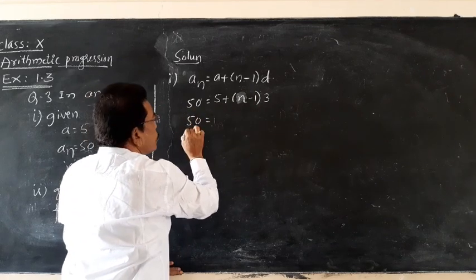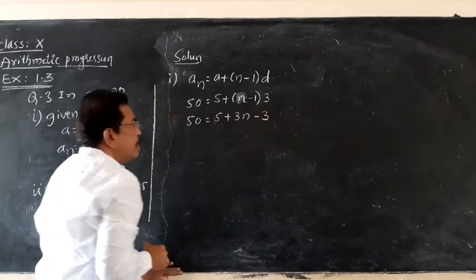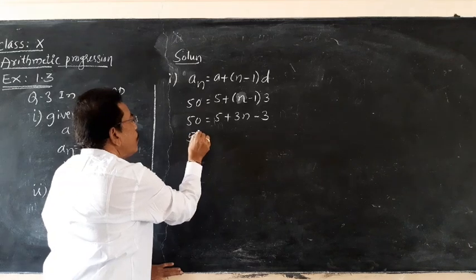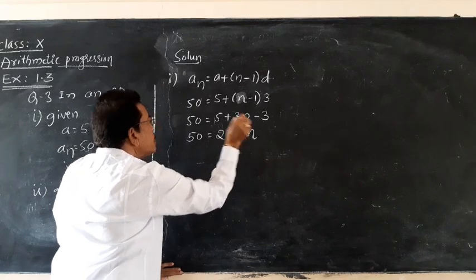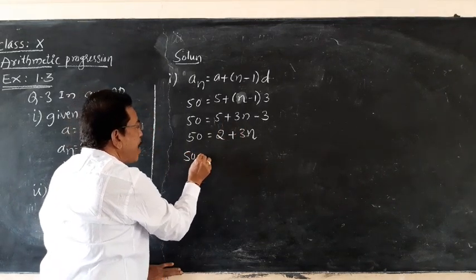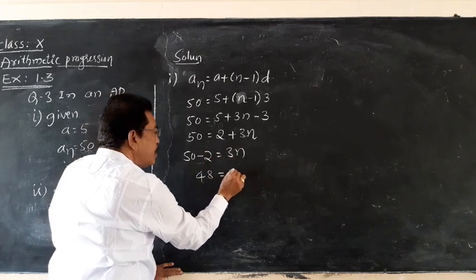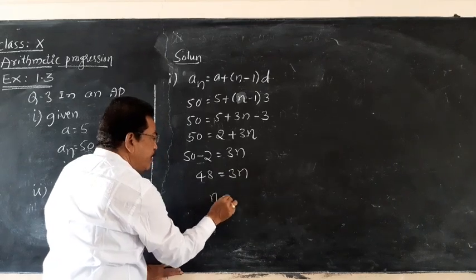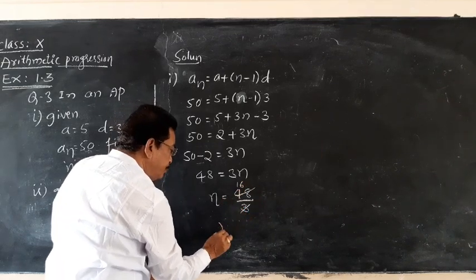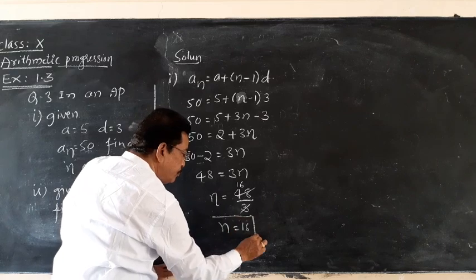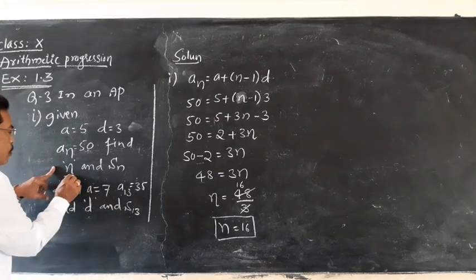50 equals 5 plus 3 into n, 3n. Now 50 equals 5 minus 3, that is 2, plus 3n. 50 minus 2 equals 3n, that is 48 equals 3n. n equals 48 divided by 3. 3 sixes are 18. n equals 16. Then we got question 1, that is n.